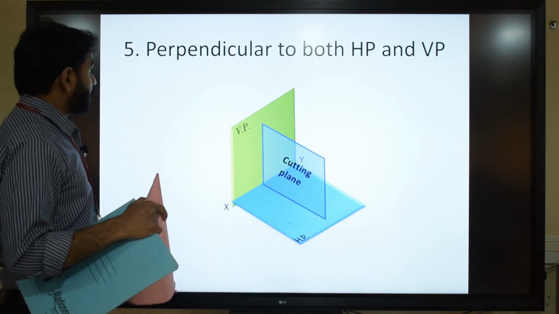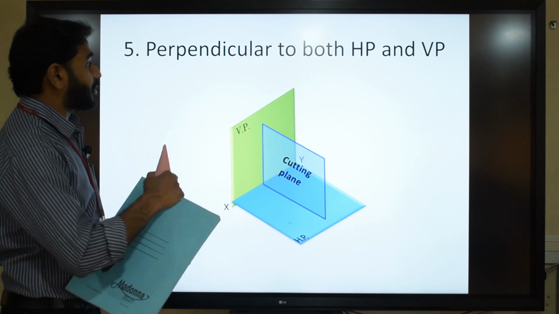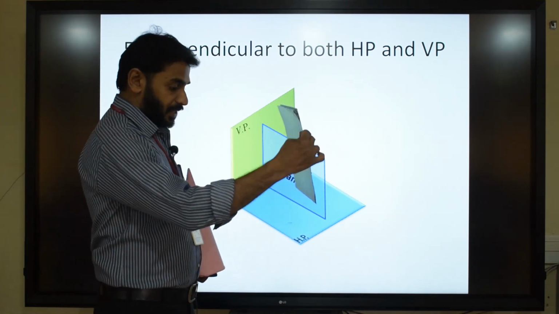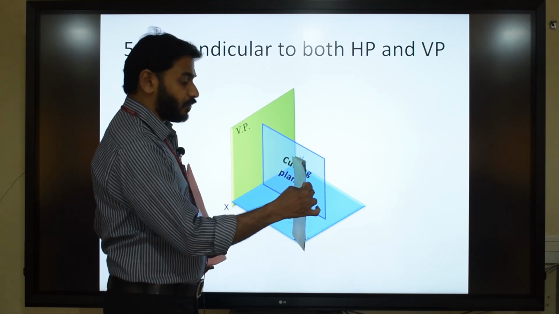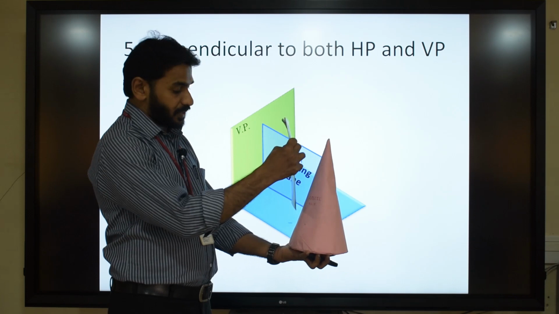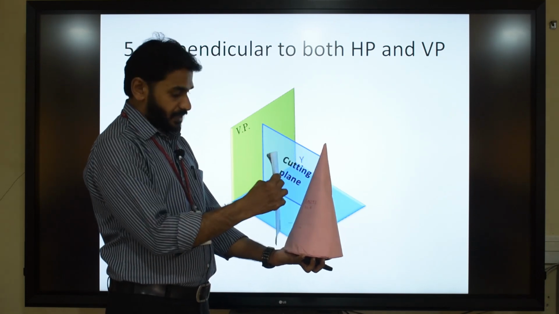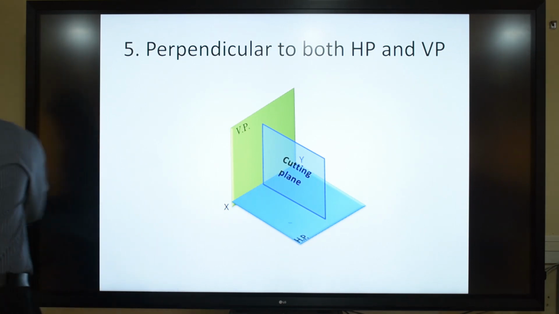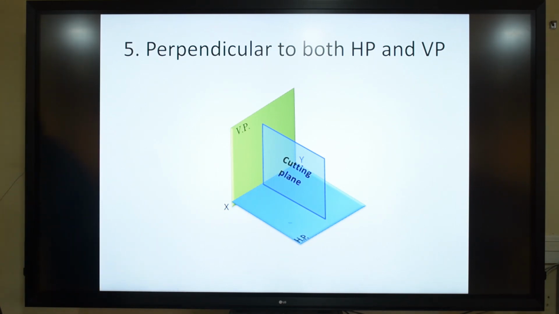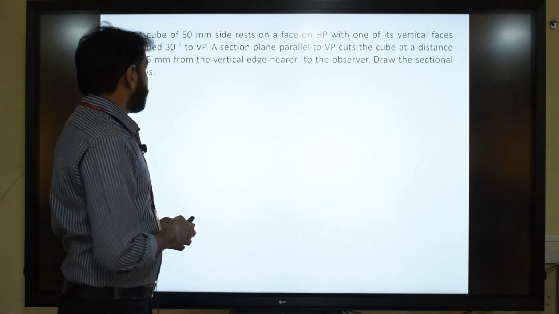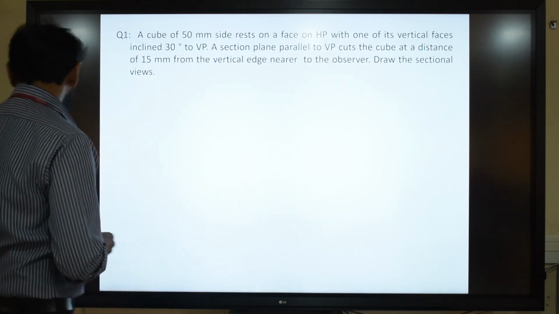Next, a section plane perpendicular to both HP and VP. So it will be like this. The section plane is now perpendicular to HP and it is perpendicular to VP also. So here you can see, you can remove some portion of the solid from the side, either from the left side or from the right side. So these are the different types of section planes. Now we will try to solve a problem from this topic.